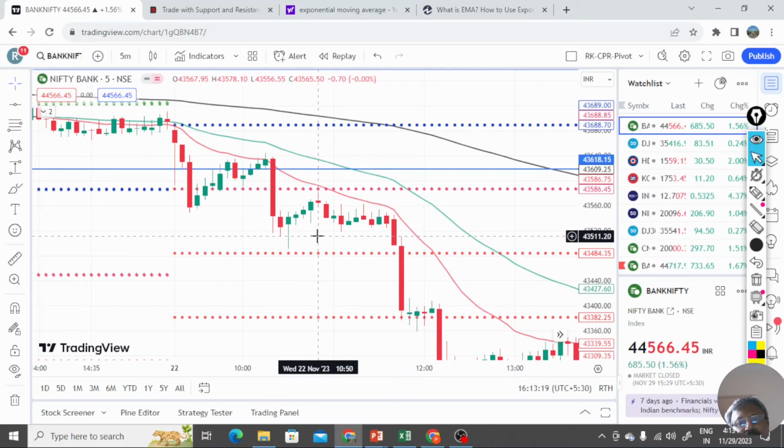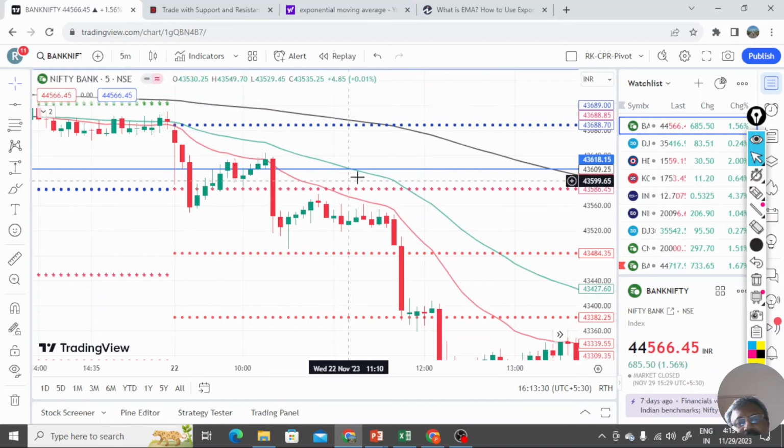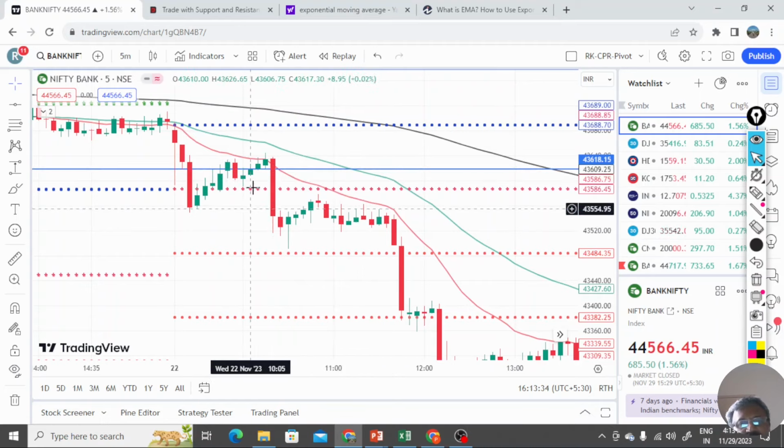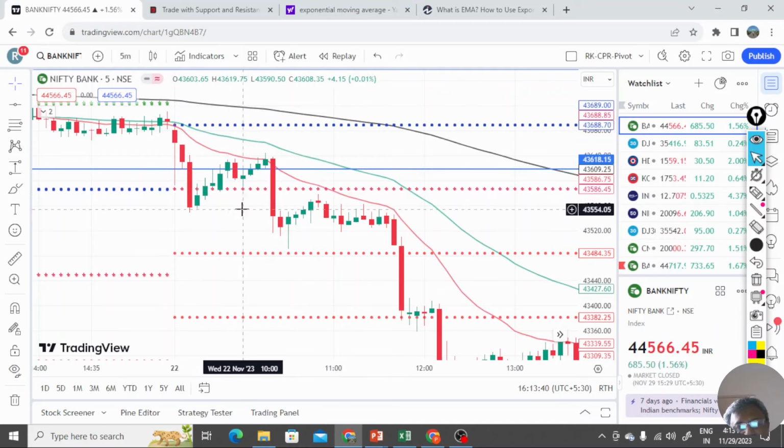Keep your stop loss intact, take a trade, and also try to maintain a record of how many times you have taken such trades and what was the result of that particular trade. So entry, exit, and stop loss, these three are most important in every trade.